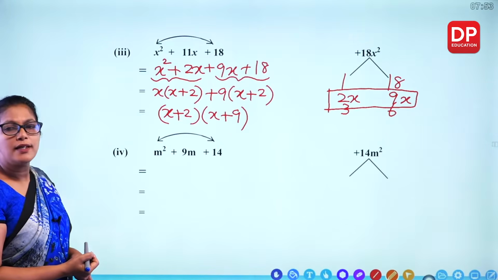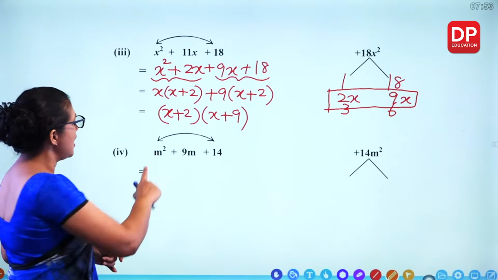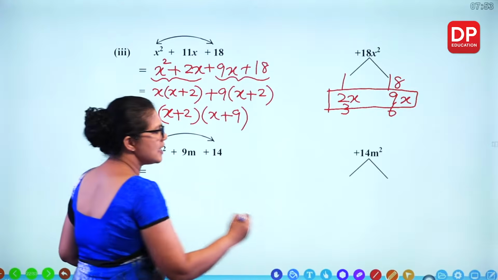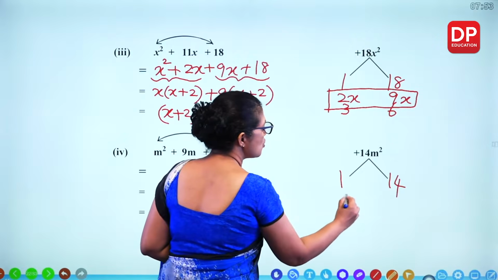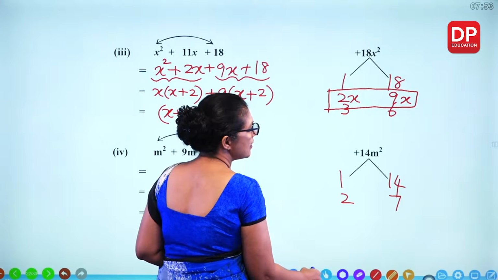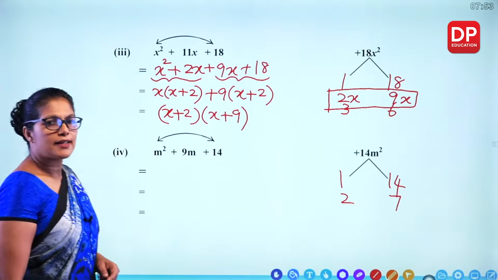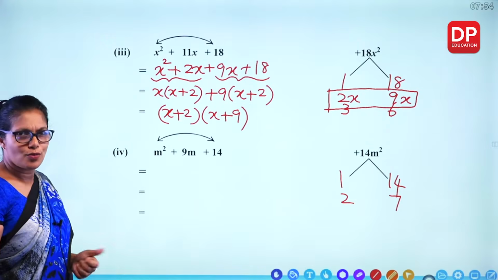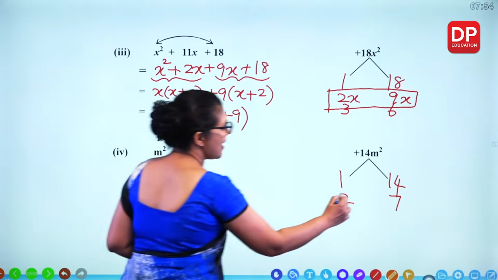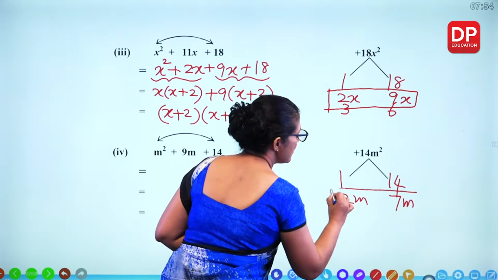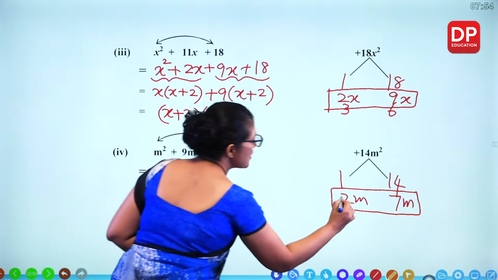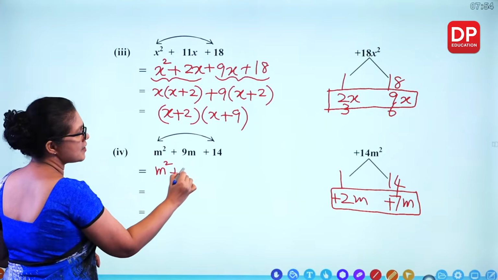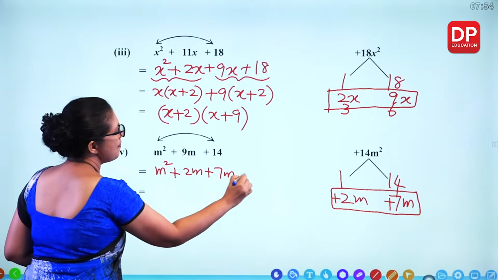This one, m squared and 14, 14m squared. Factors of 14. 1 with 14. 2 with 7. Those are the factors. Which one is suitable to get 9? 2 and 7. So we can write 2m and 7m, both positive. So I can split instead of 9m, that's 2m and 7m.